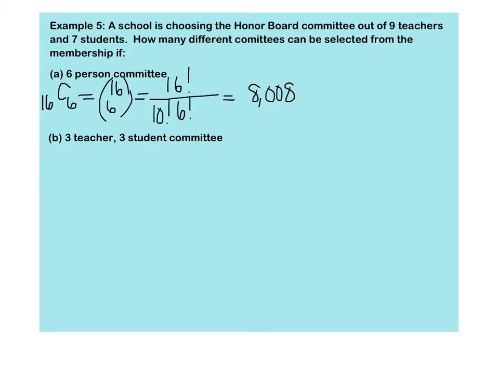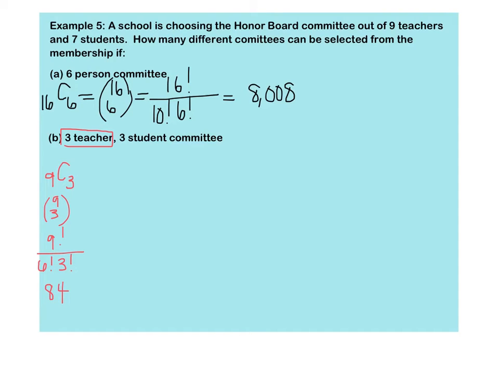What if, though, we put some more requirements on it? We said, well, the committee has to have 3 teachers and 3 students. Let's focus on the teacher part first. So there were 9 teachers, and we're going to choose 3 of them. So we could do, right underneath it, 9 choose 3, which is going to be 9 factorial over 9 minus 3 factorial. So 6 factorial times 3 factorial, which is 84.